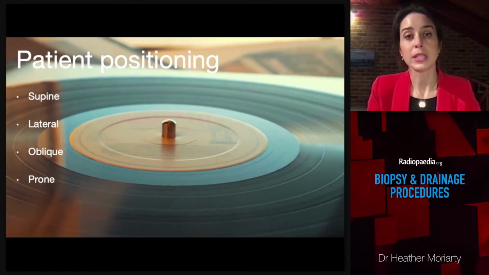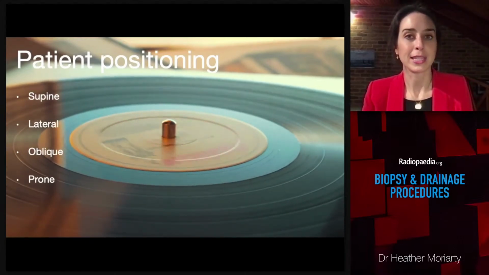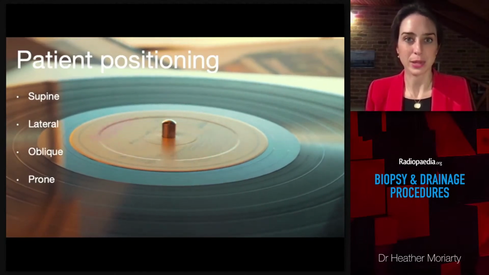When positioning your patient, make sure they're comfortable and in a stable position, particularly if you're using local anesthesia alone. The worst position that your patient could be in is to be a moving target.